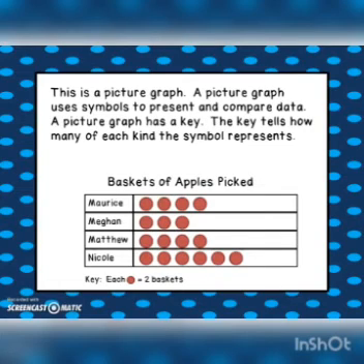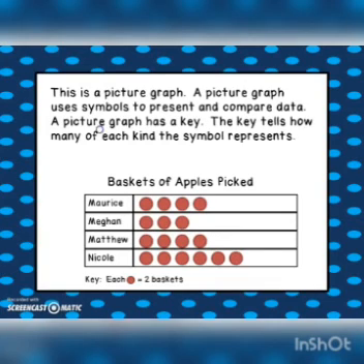What about Matthew? We also have 4 circles there. When we multiply it, because each circle represents 2 baskets, we have 4 times 2, which will give us 8 baskets. So Matthew has what? 8 baskets of apples that were picked.